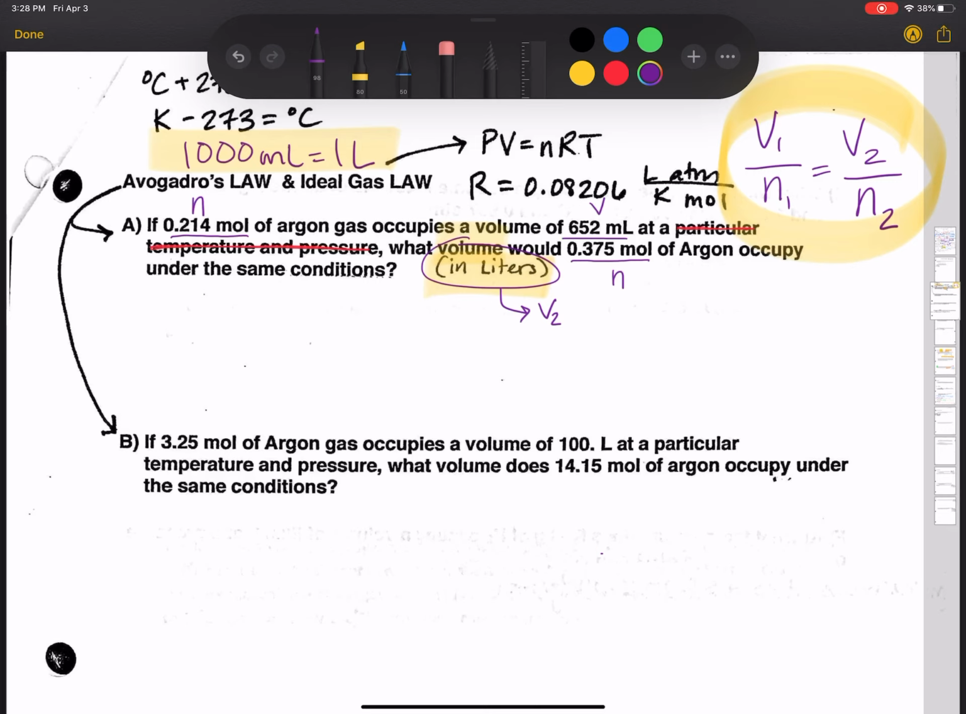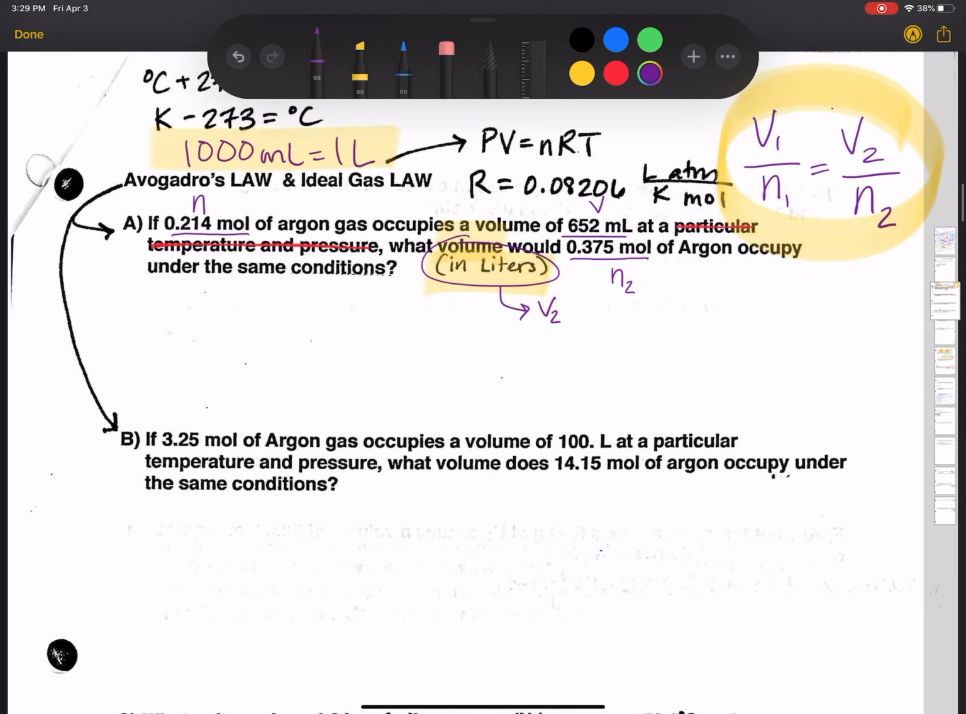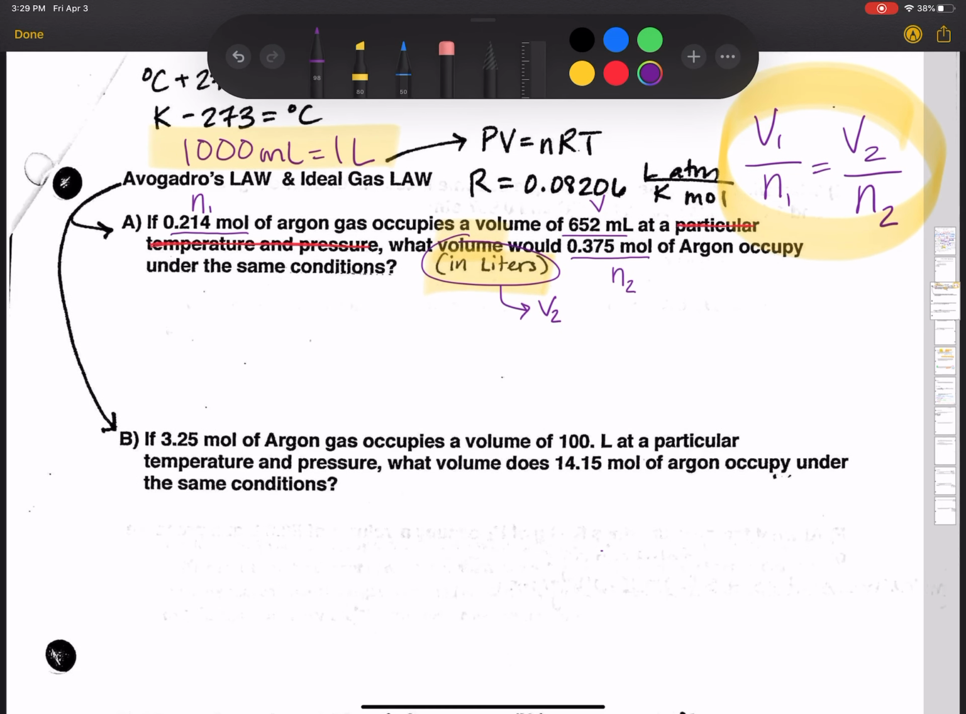My V2 was existing at this particular amount of moles. My 0.214 moles went with the 652 milliliters, that was my original mole quantity and my original volume. My new mole quantity was 0.375, and now I'm going to try to figure out what volume that's going to exist in, and I need to make sure that it's in units of liters, because my original volume is in units of milliliters.